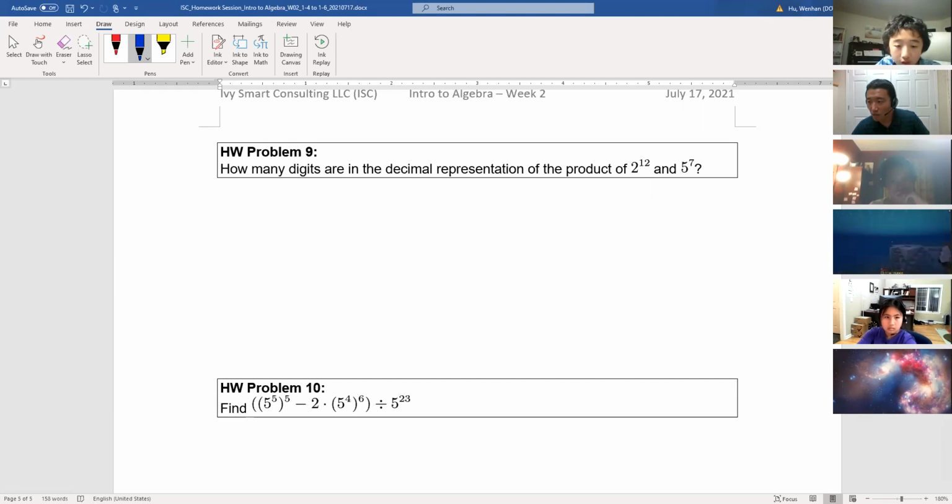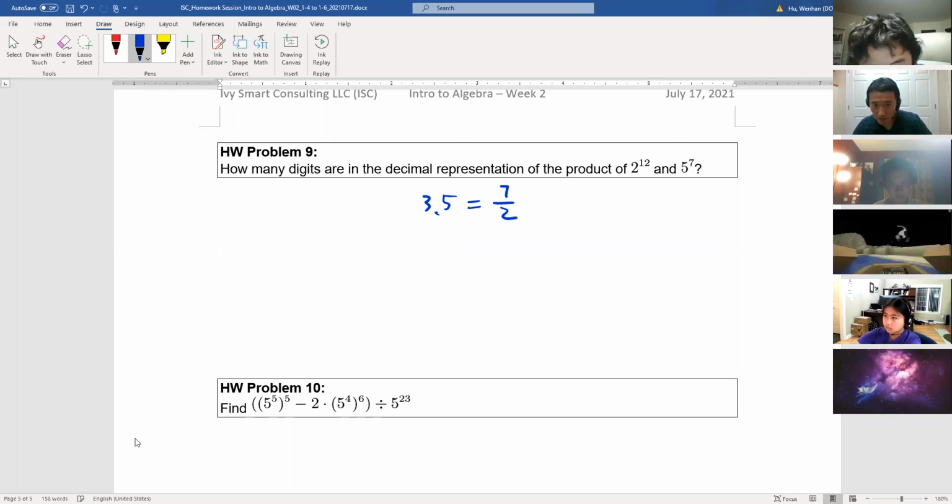So what is a decimal representation? Decimal representation is just, say, for example, 3.5. On the other hand, if it's in the fraction form, it will become 7 over 2, right? These are the same numbers, but in different forms. So this is the decimal representation of 7 over 2.